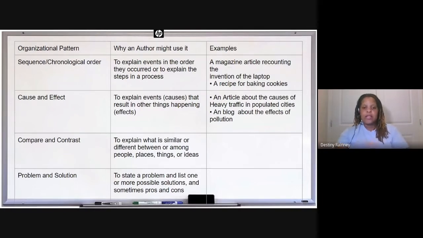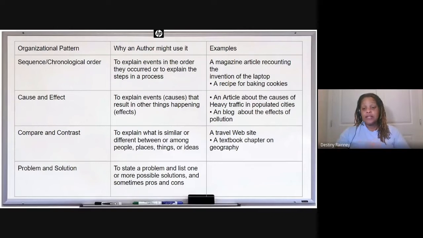Let's try compare and contrast. Where might you find text comparing and contrasting different things? All right. For instance, if you want to travel and you want to decide what country or destination to visit, you may read an article telling you about two different locations, the differences and the similarities, the pros and the cons of visiting either place. So it could be on a travel website, or you might find comparison and contrasting in a textbook chapter on geography.